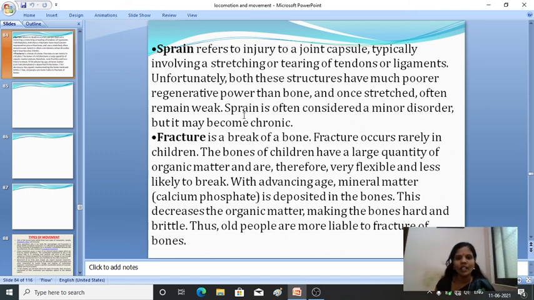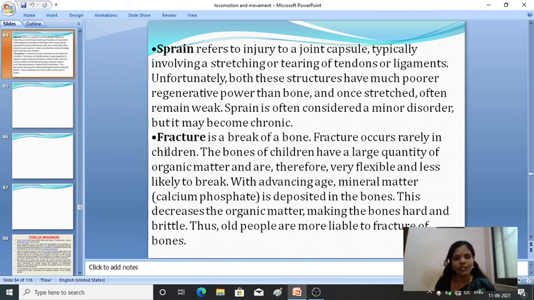Fine, that's the sprain. So again, what is the sprain? It mainly refers to injury to the joint capsule, involving mainly stretching and tearing of tendons and ligaments. Unfortunately both these structures have much poorer regenerative power than the bones, and once stretched often remain weak. This sprain is often considered a minor disorder but it may become chronic.